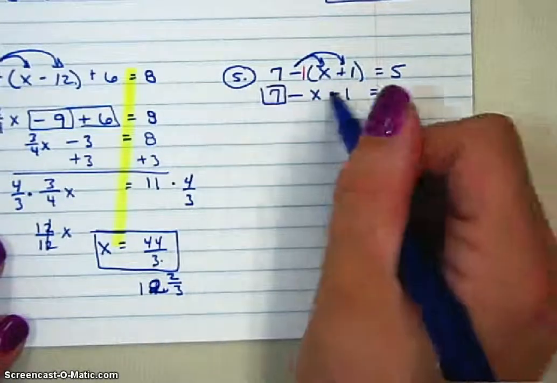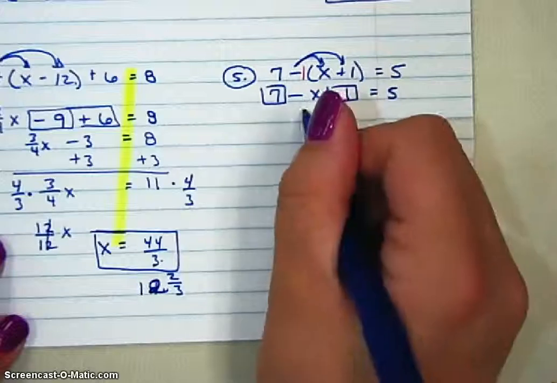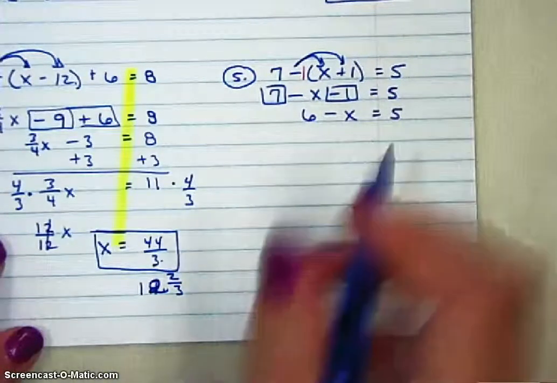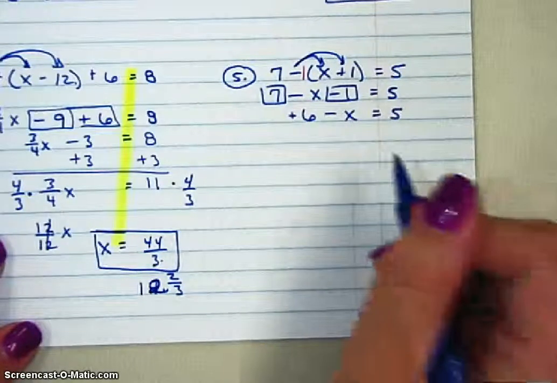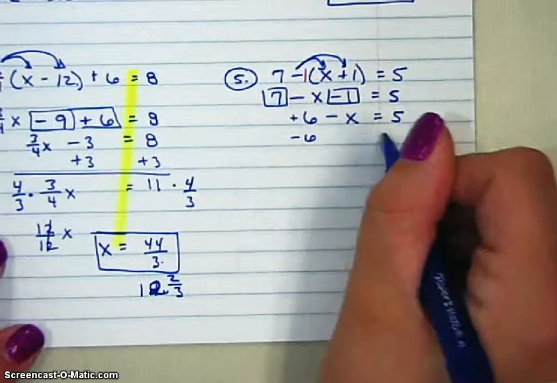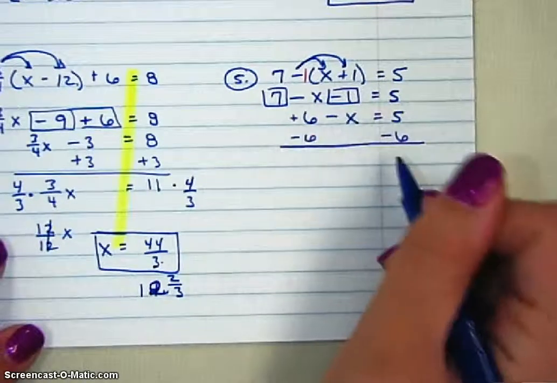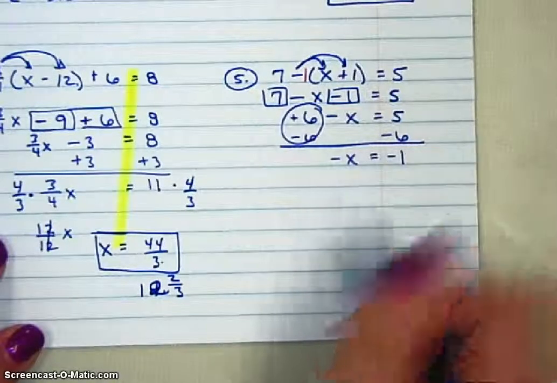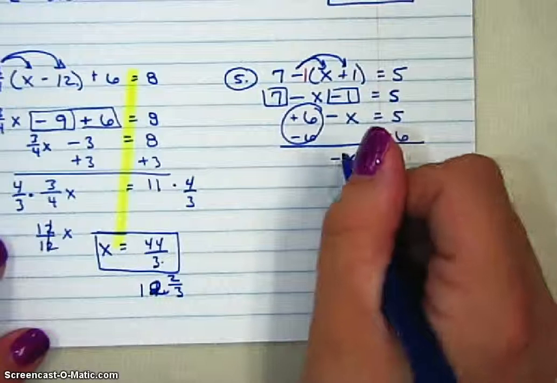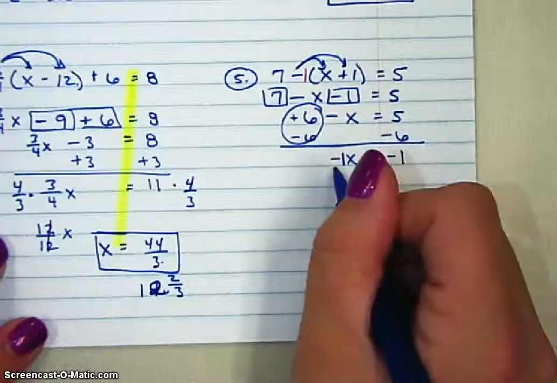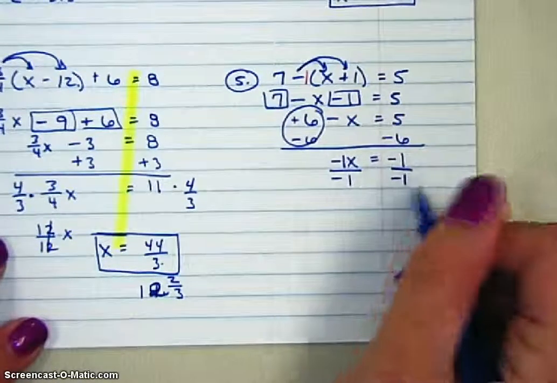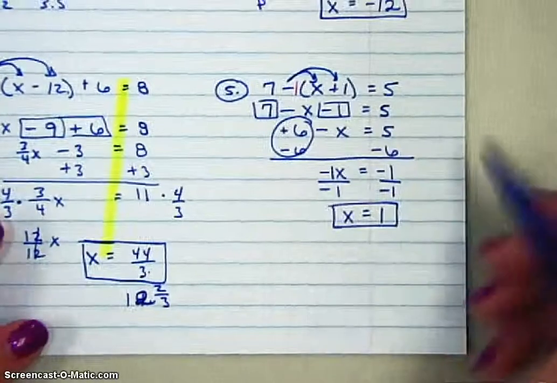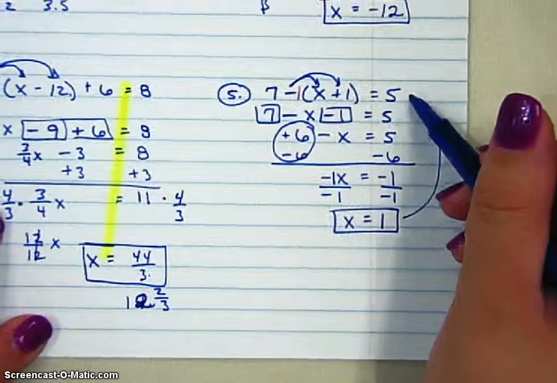Then once again, combine our like terms. 7 minus 1 is 6, minus x equals 5. There is an understood plus in front of the 6, so I want to subtract 6 from both sides. That gives me 0 there, so -x equals -1, but you're not done because there's a -1 in front of the x. Divide by -1. So x equals +1. Once again, you can check this in the original problem.